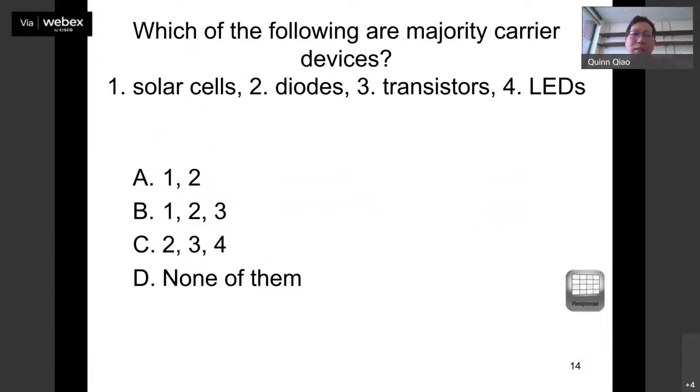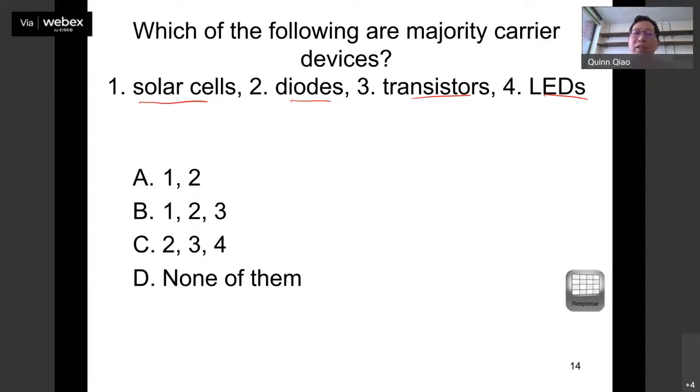And then another question here asks about the common electronic devices or display devices. You have solar cells, you have diode. Diode is basically an electronic device. Solar cells is a photovoltaic device. Resistor is also an electronic device. LED, light emitting diode, that's an optoelectronic device, okay? Display devices. So which is a majority carrier device?